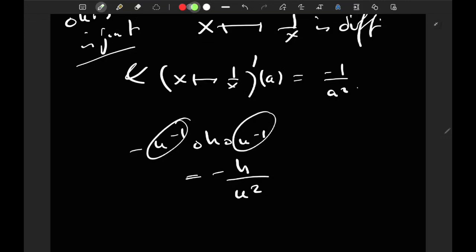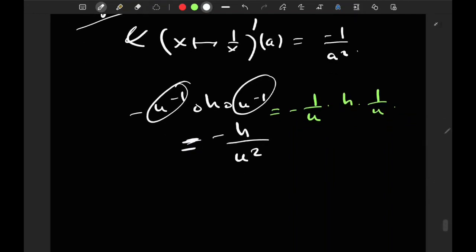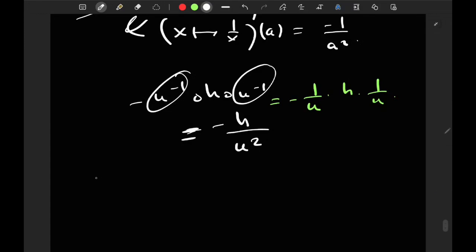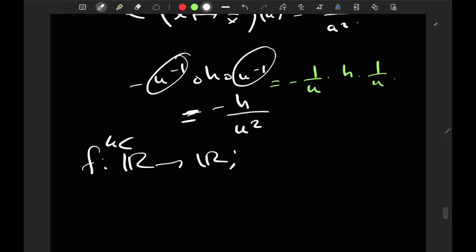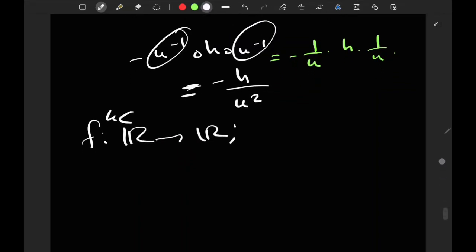So let's write it more explicitly. This is minus, so u inverse is 1 over u, and h is h, and u inverse is 1 over u. So we're talking about this thing, which is minus h divided by u squared. The h here is just, so for maps f from the reals to the reals, or from an open subset of the reals to the reals, their derivative is not particularly a map, like in the general case, but it can be identified with a map as well, right?